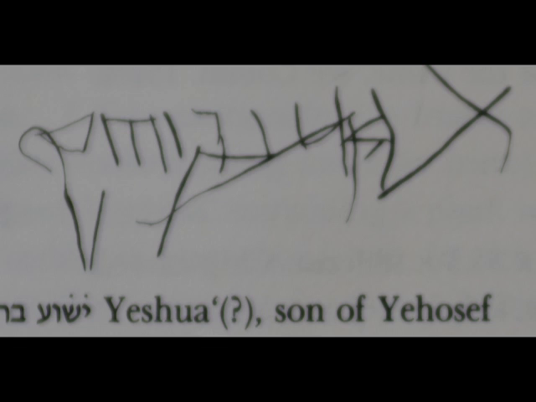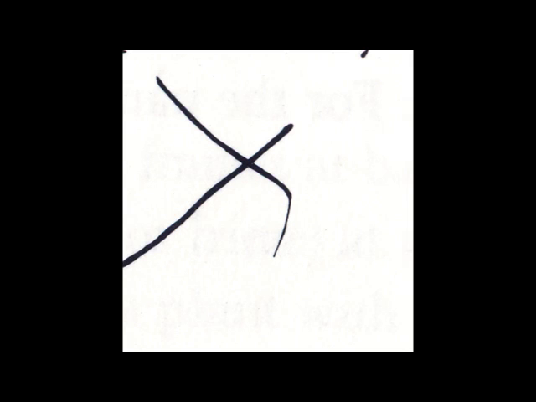This ossuary translates to Jesus, son of Joseph. The mark directly preceding the name is the letter Tav in ancient Hebrew script, which probably stood for messianic expectations in Judaism as early as 100 years before Jesus.